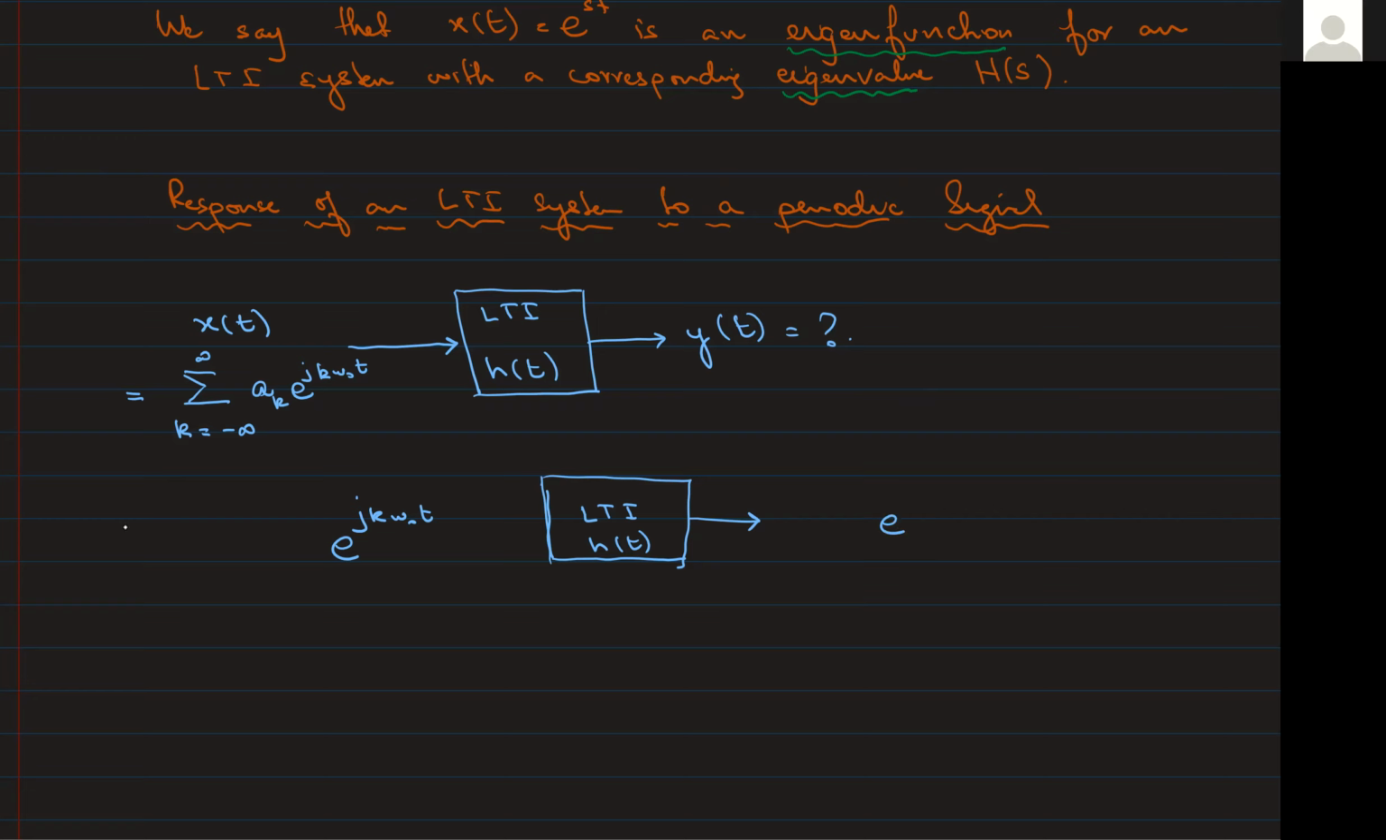Sir, am I audible? Yes, you are. Sir, this e raised to power jk omega t is multiplied by h of s, and s equals jk omega naught. So the key idea is that s is actually equal to jk omega naught, and all I've done is take the result I derived above and replace s with jk omega naught, and I get this result. Excellent, Daniel.